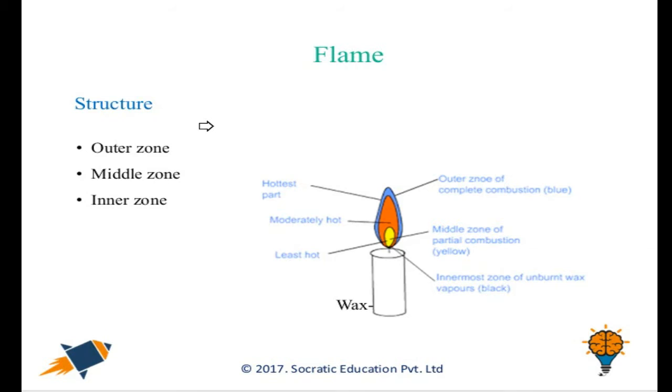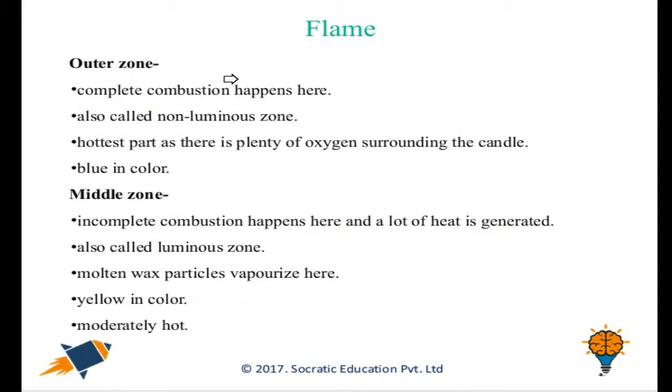Now when we talk about the structure of a flame, it has an outer zone, middle zone, and inner zone. As you can see in this picture here, that's the outer zone, that's the middle zone, and that is the inner zone. So the outer zone: complete combustion happens here. It is also known as the non-luminous zone. It is the hottest part as there is plenty of oxygen surrounding the candle. It is generally blue in color.